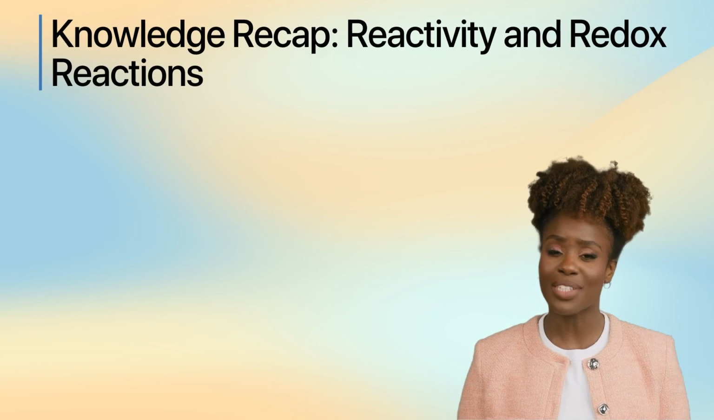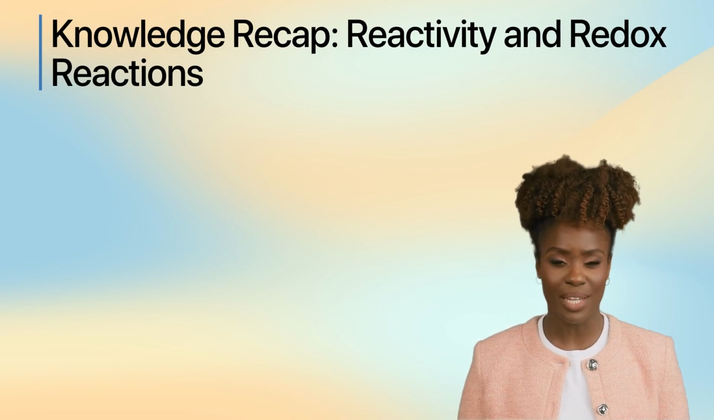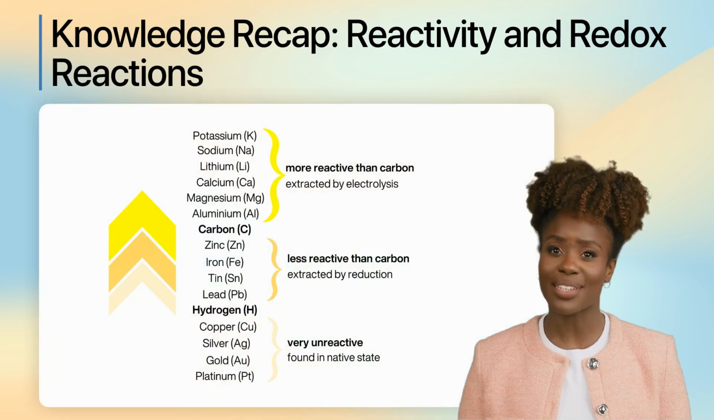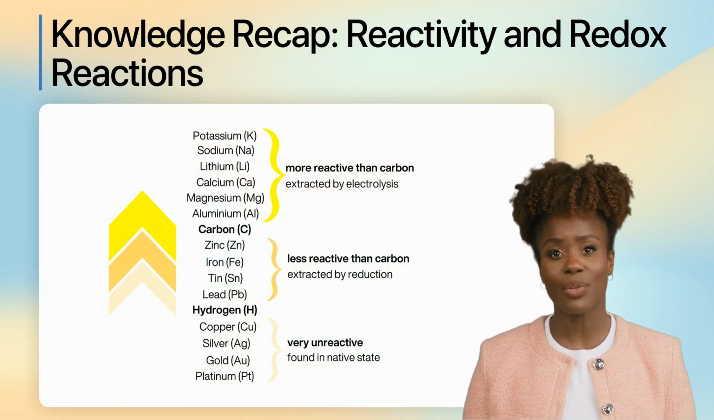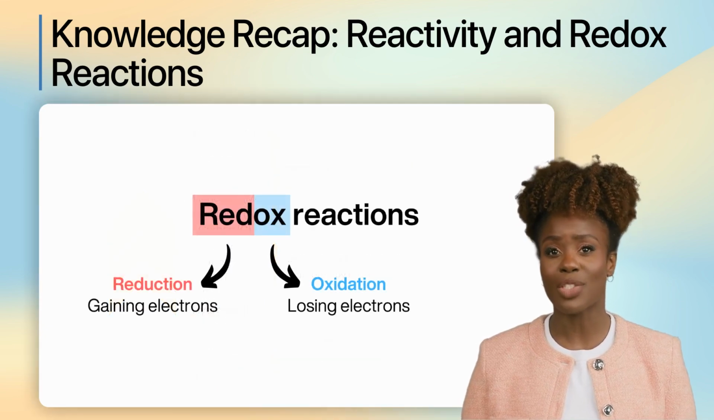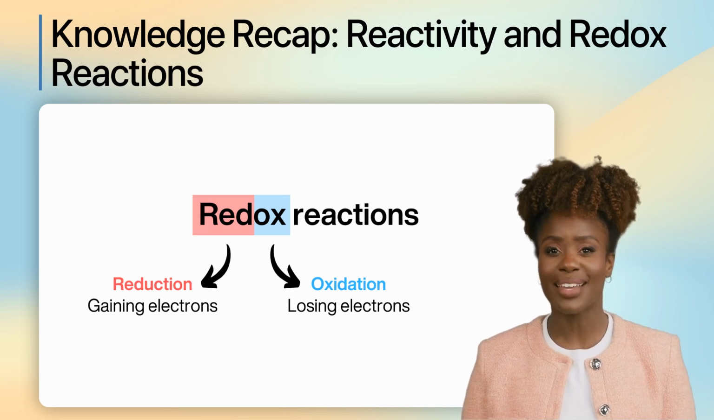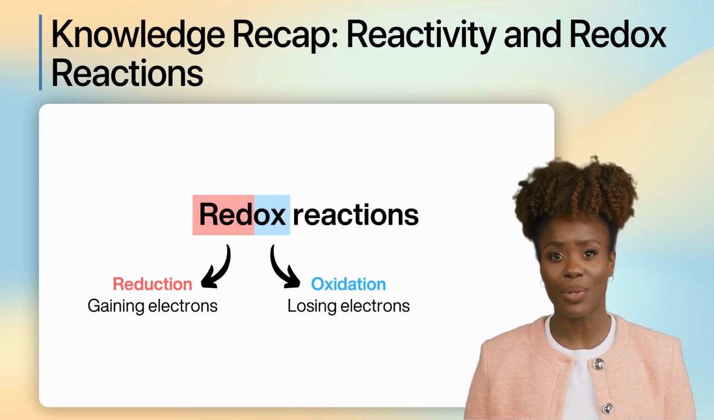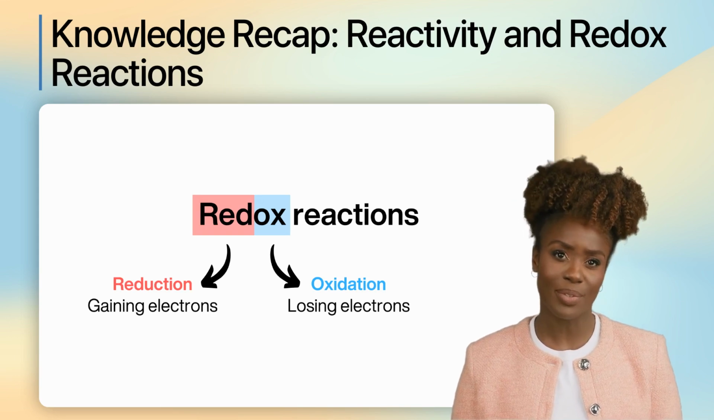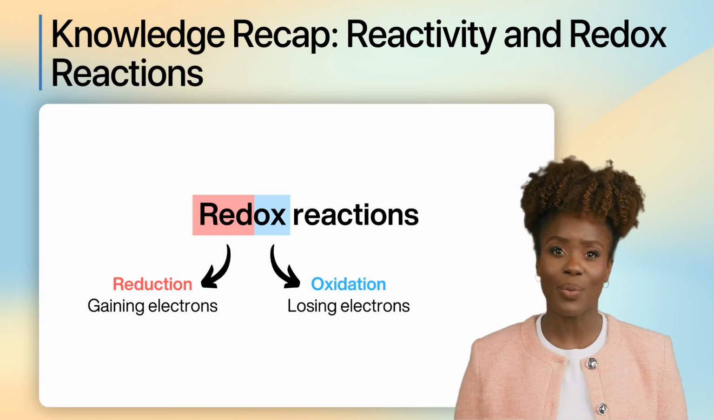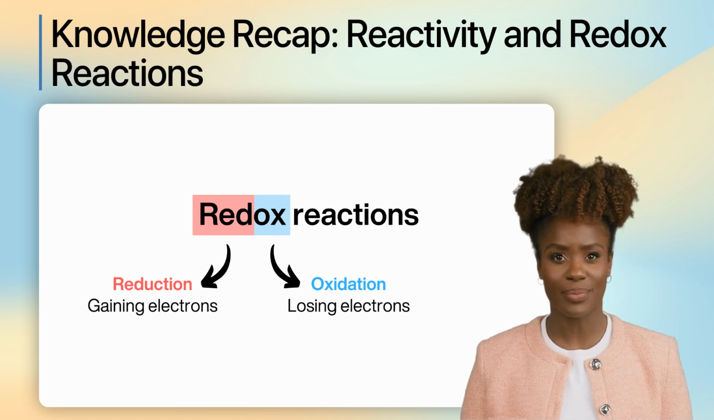So far, we've discussed the reactivity series and redox reactions. You've learned that the reactivity series helps us predict how different metals will react, while redox reactions involve the transfer of electrons between substances. In this lesson, we will examine a real-world process that utilizes those principles, highlighting the integral role of chemistry in daily life.